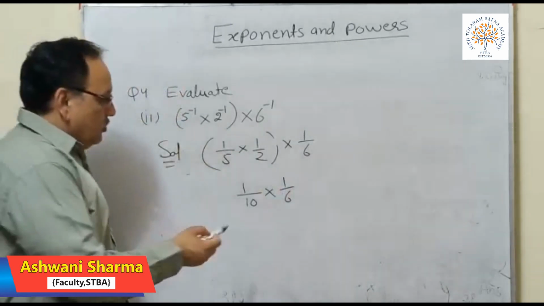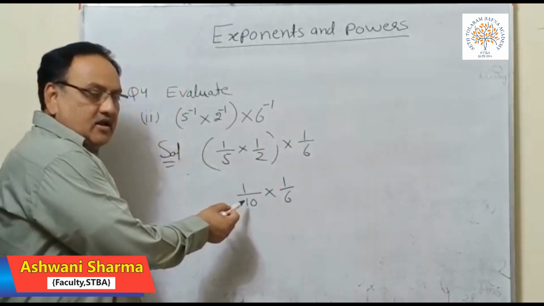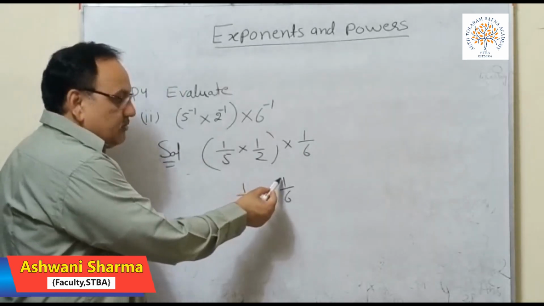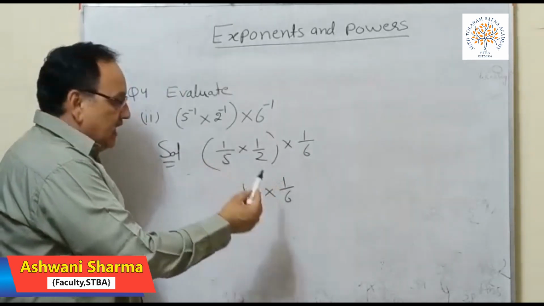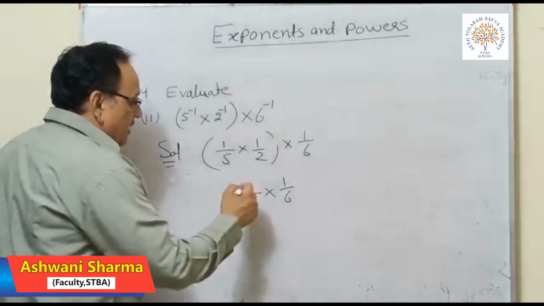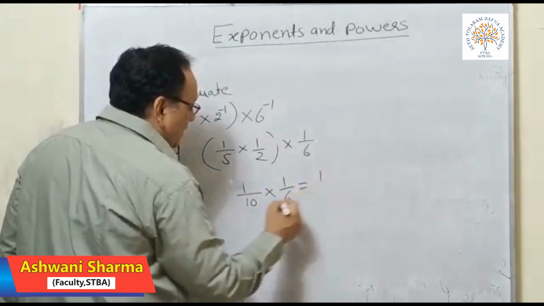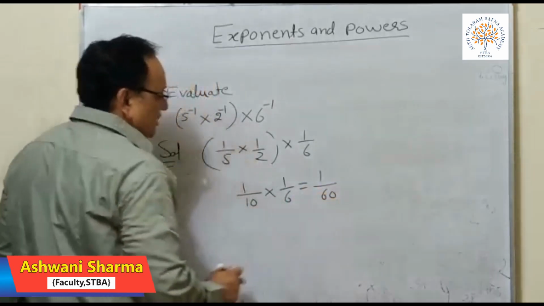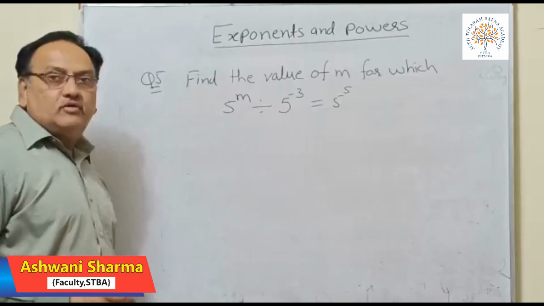Now again, numerator is 1, denominator is 10. Numerator is 1, denominator is 6. Numerator is multiplied by numerator and denominator is multiplied by denominator. Then 1 into 1, 1, and 10 into 6, 60. This is the answer.